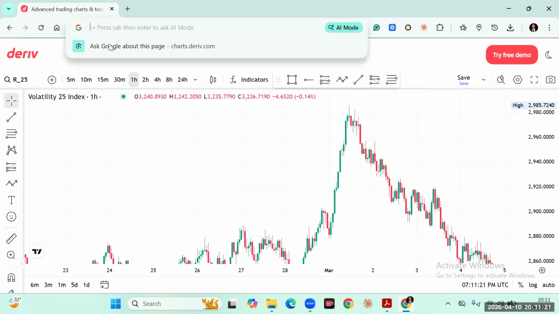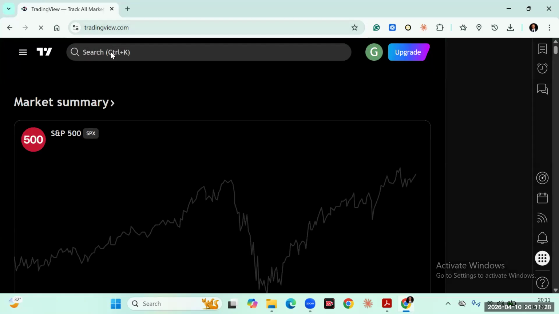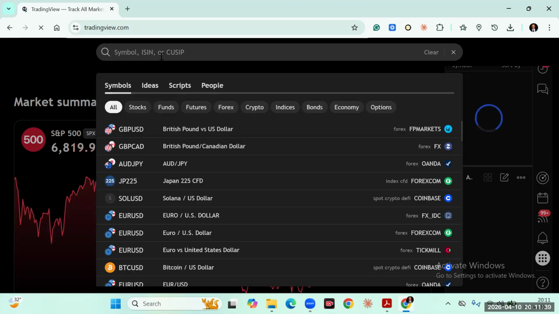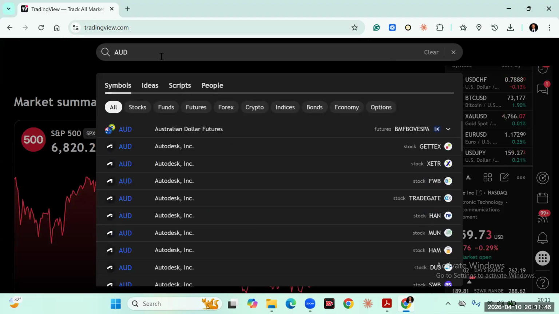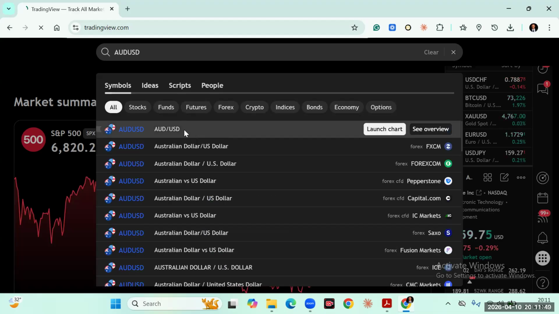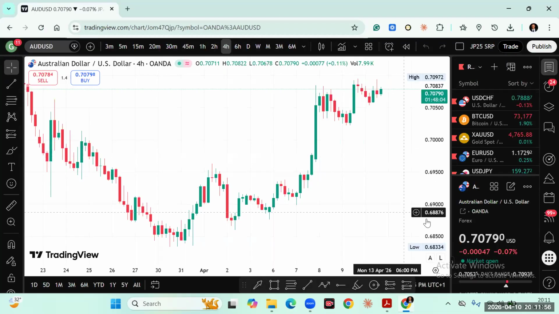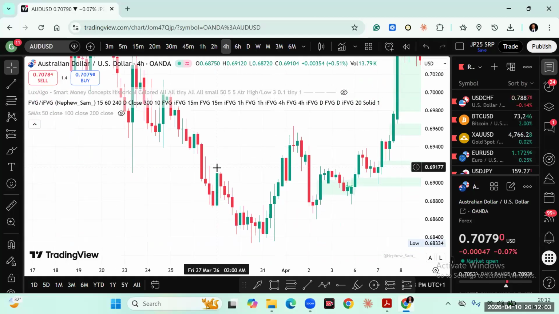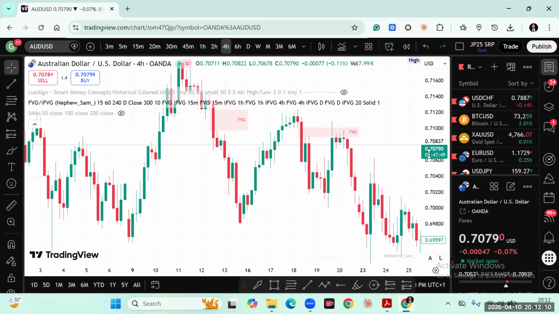On Forex, it does standard. Let's look at TradingView. Let's use AUD USD. So you can see this buy, but if we analyze this, it's almost like the EU because they have almost the same structure.